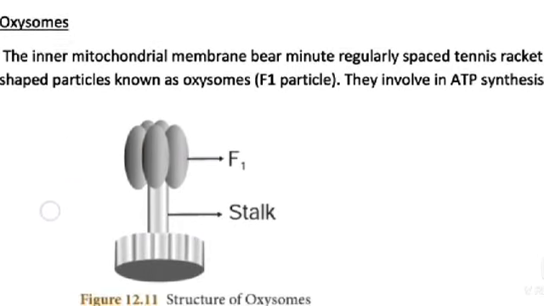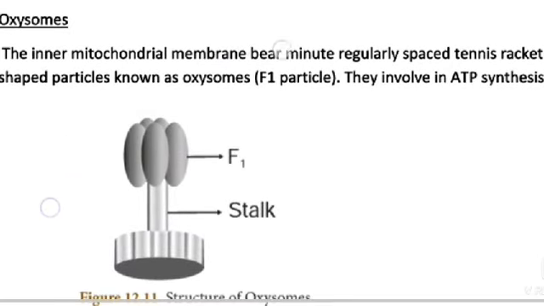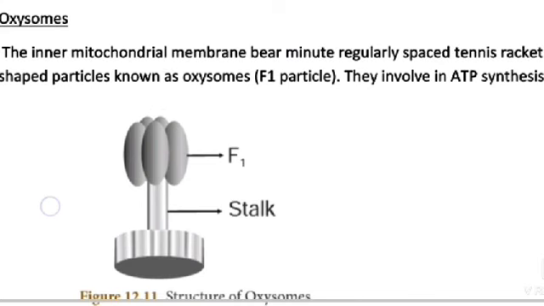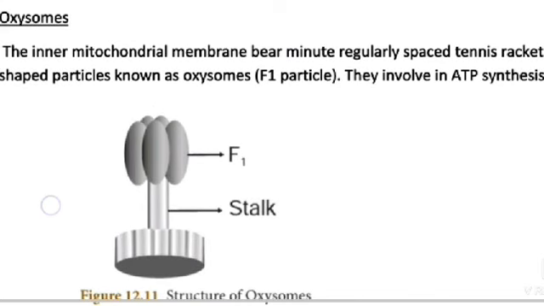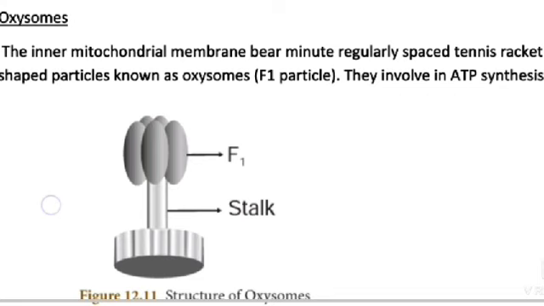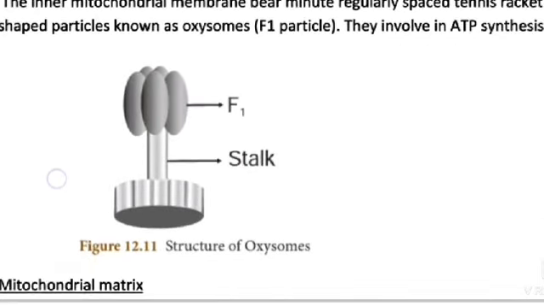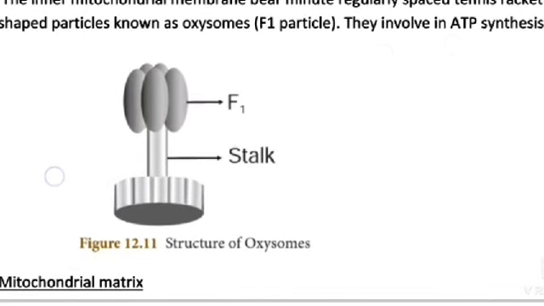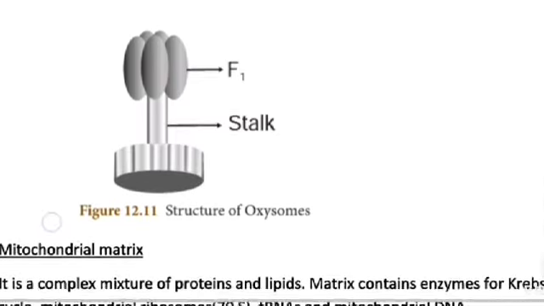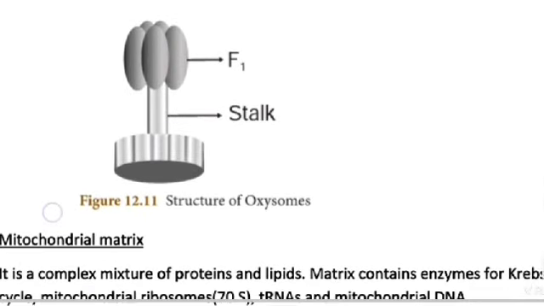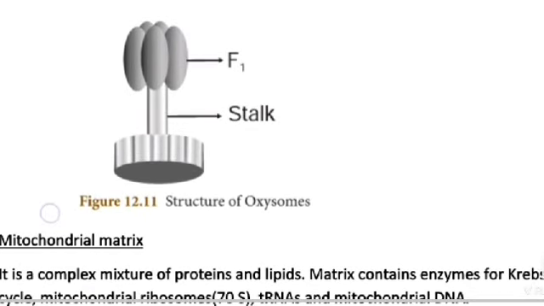Oxysome. The inner mitochondrial membrane bears minute, regularly spaced, tennis racket shaped particles known as oxysomes or F1 particles. They are involved in ATP synthesis. See the picture of the F1 particle, the structure of the oxysome; the stalk and F1 particle are there.